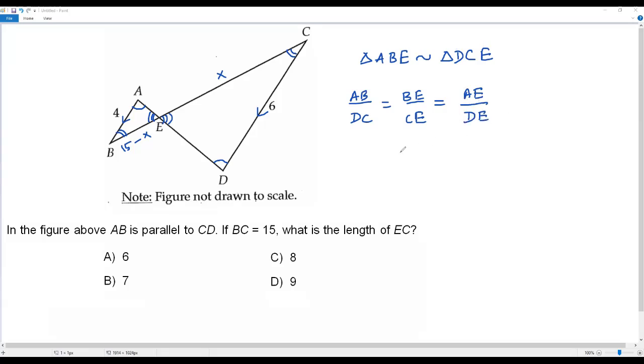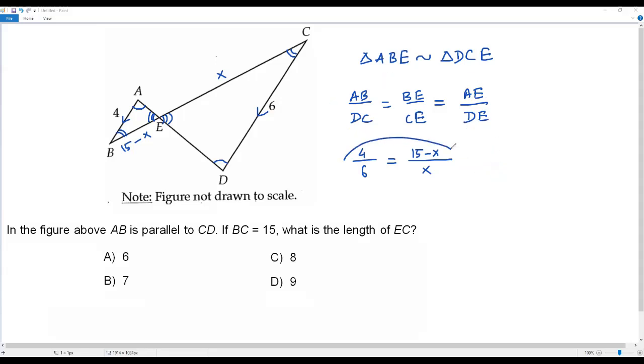Now let's plug in the values for AB, DC, BE and so on. The length of AB is given in the question itself, it's 4. So let me plug in 4 for this. The length of DC is 6 units, it's given over here. The length of BE is 15 minus x, and the length of CE, or EC, is just x. For AE and DE I do not know the lengths. Since I do not know the lengths of these two line segments, we can ignore this particular ratio and consider only the first two ratios of this proportion.